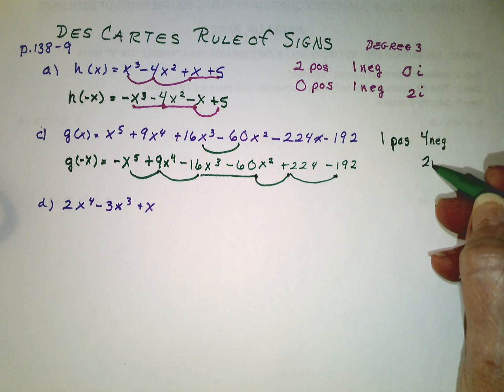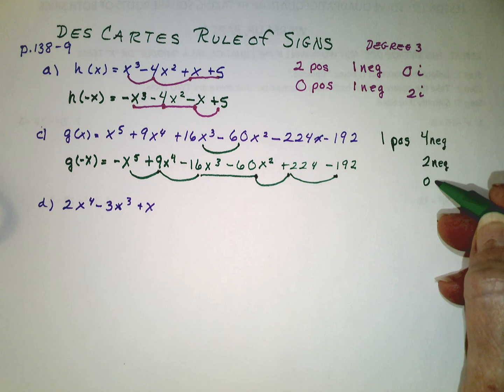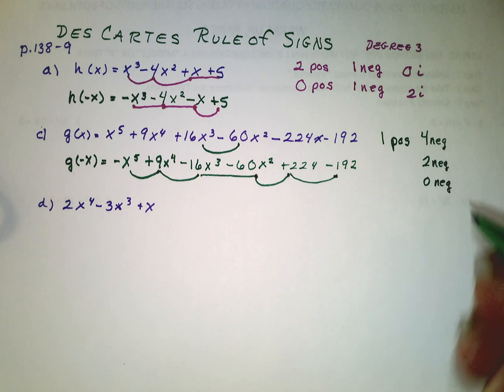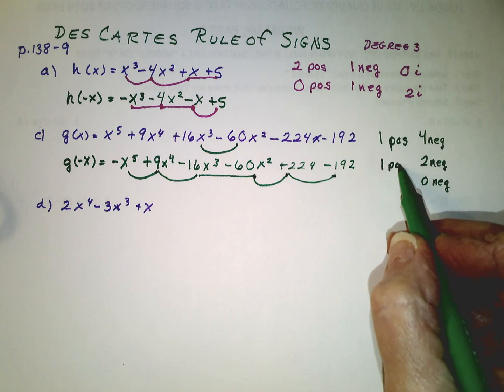Or there could be 2 negative real roots. Or there could be 0 negative real roots. In each case, there could be 1 positive root.